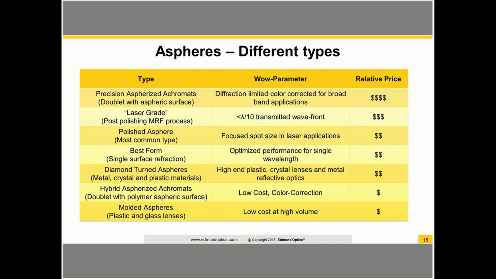So Oleg, we often get questions regarding what type of Asphere should be used in a specific application. In the table on the screen, we can see that we have 7 major types of Aspheres. And my question is really, which one should I choose?